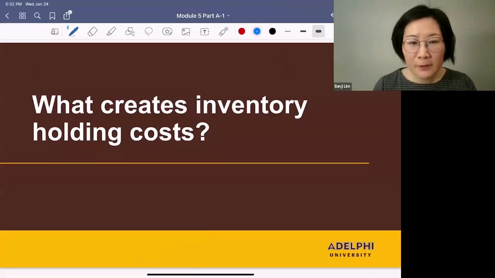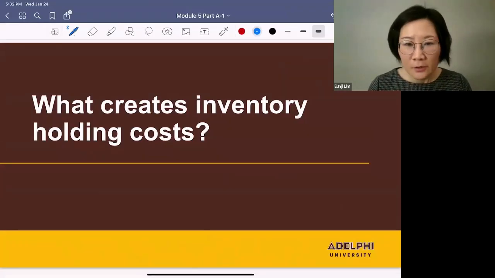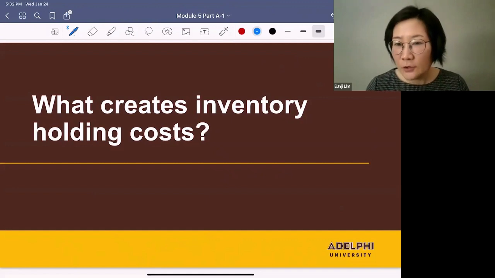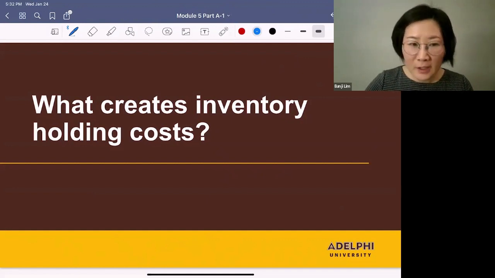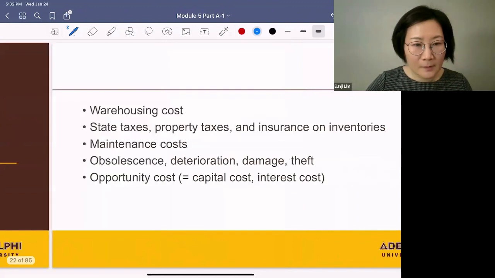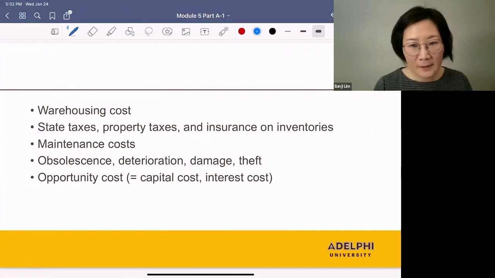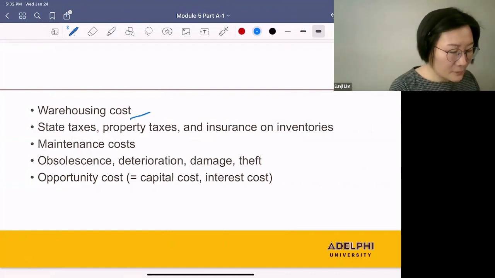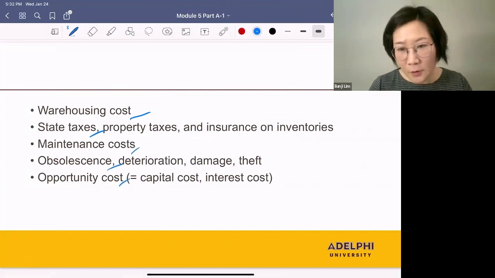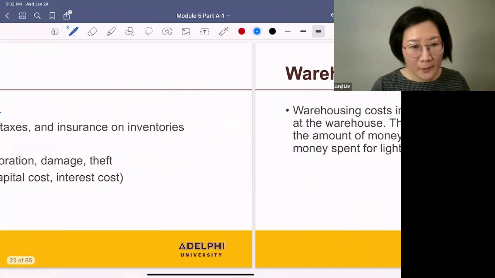What creates inventory holding costs? The holding costs are the costs you need to pay because you are holding inventory. So what kinds of expenses should you spend to hold inventory? There are many kinds: warehousing costs, state taxes, maintenance costs, obsolescence, opportunity cost. So let's talk about them in more detail.